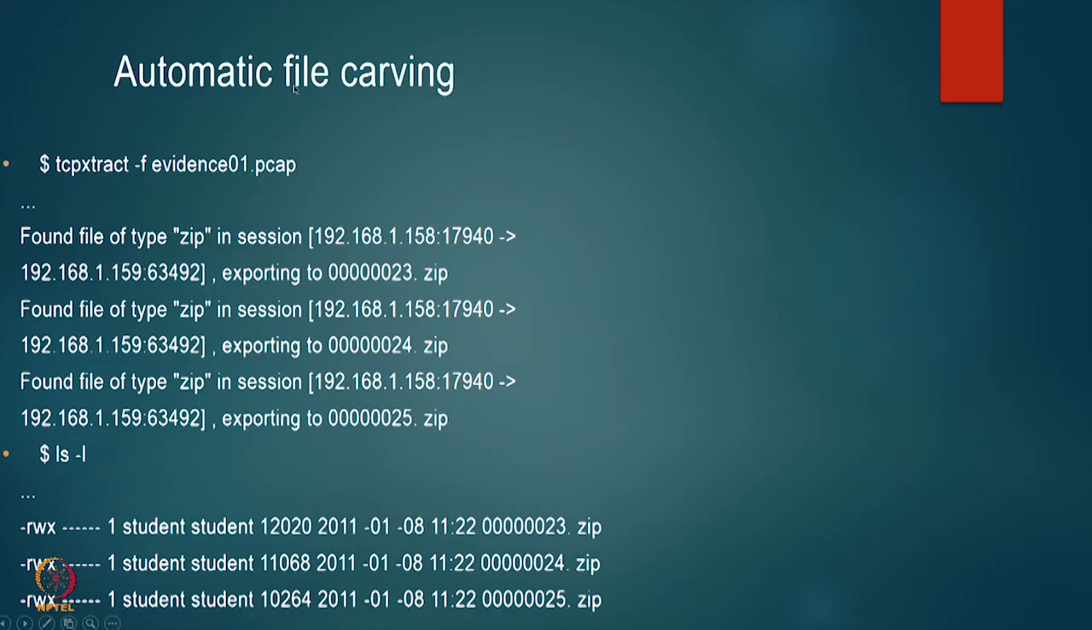Finally, you can also do automatic file carving. TCP extract helps you in automatic file carving. For example, in this case you see that there is a zip file. What TCP extract tries to do is, it takes this 179, the data that is transferred between these two ports, and then tries to recreate the zip file in this way, and then finally you can put all these zip files together and try to recreate the original file. You may not get the whole file, but at least a partial file will also be good enough as a forensic analysis tool.